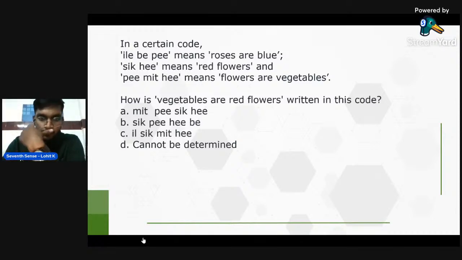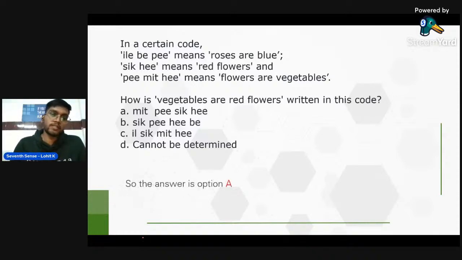Write down the proper answer for this and then write in the chat box. Okay, the answer for this they have given as A. Okay, let's see this one. Now the option is A here. Okay, A is correct. Why? Because as you can see, they have asked here, vegetables are red flowers, right? This code they have asked. As you can see, the last sentence, flowers are vegetable.